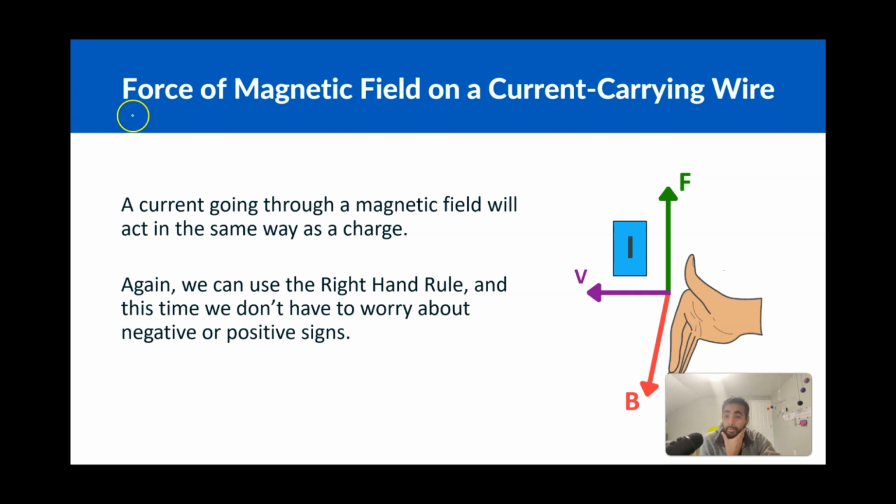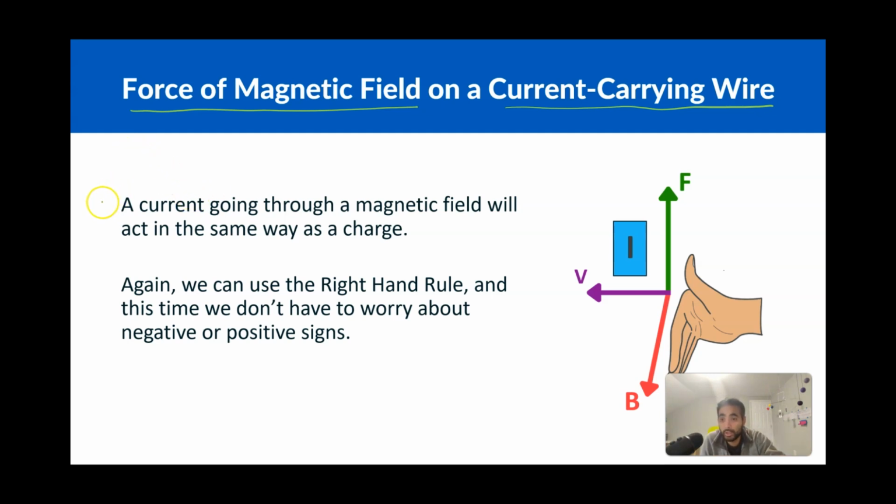Welcome back, everybody. We've been talking about the force of a magnetic field on a charge, but now we're going to be talking about a current carrying wire. You're going to notice it's pretty similar, and it's going to be a little bit easier because we don't have to think about positive charges and negative charges anymore, just which way the current is going.